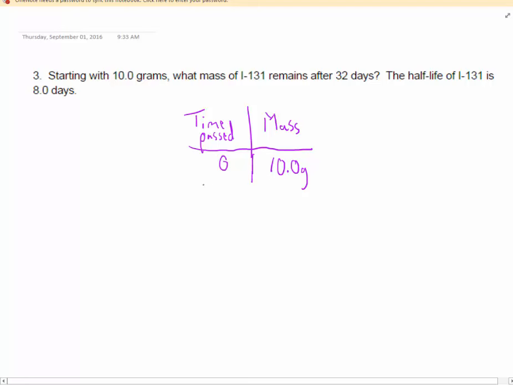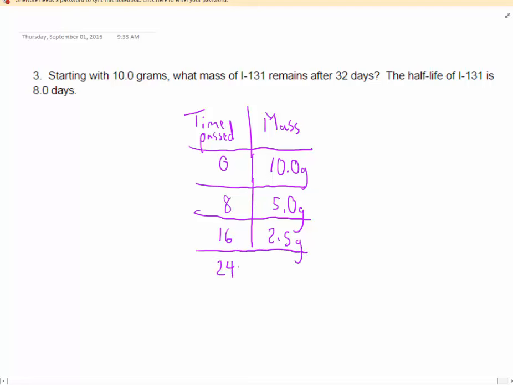And then 8 days go by, which is one half-life, and so our mass gets cut in half. And then another 8 days goes by, and that puts us at 16 days that have gone by, and we're at 2.5 as we cut in half again. Then another 8 days puts us at 24 days that have gone by, and that cuts us in half again to 1.25 grams. And then finally, one more half-life of 8 days goes by, which puts us at 32, which is how long they were asking about, and that cuts us in half again, which gives us our answer.